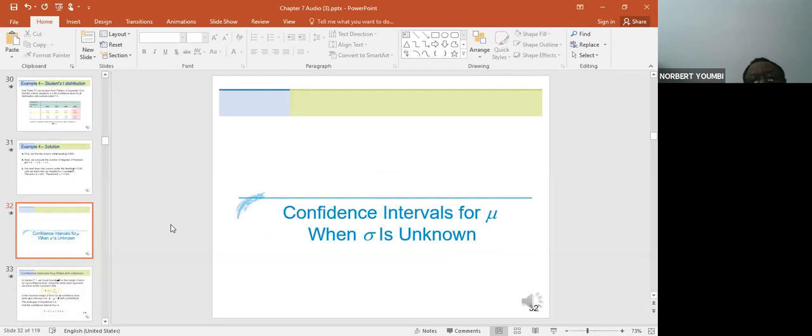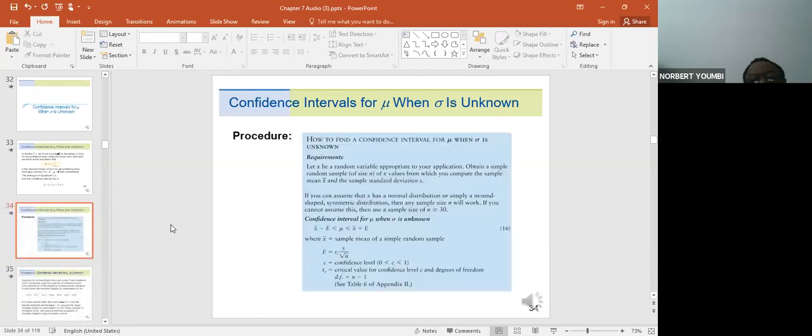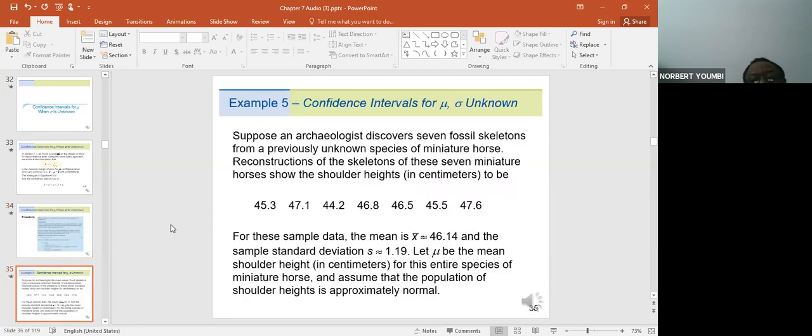So when sigma is unknown, we will use the t distribution, and the TC is obtained as in the previous slide, and we have E equals TC times S over square root of N. And once we have E, we subtract it and add it to the mean to find the confidence interval for the mean. If you have any question, please stop me and I will explain what you are not understanding. So now we are going to do an example.